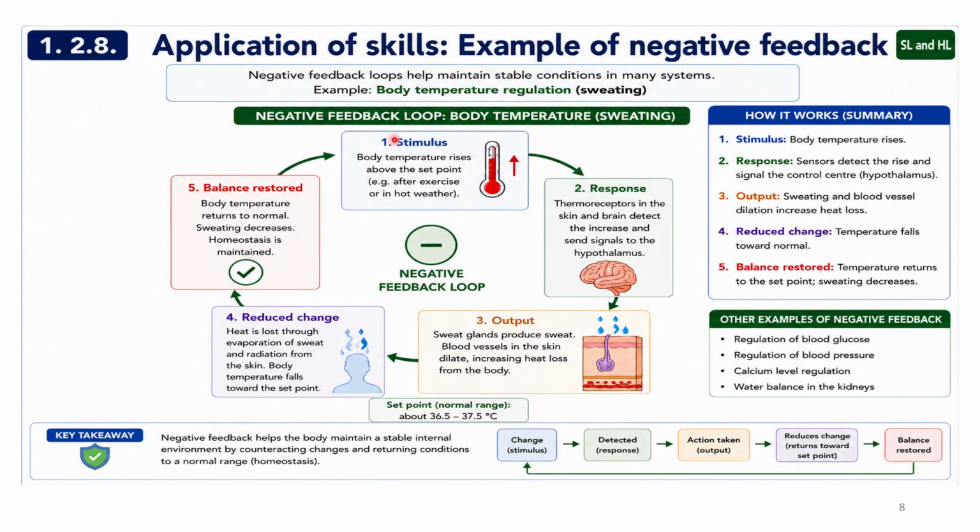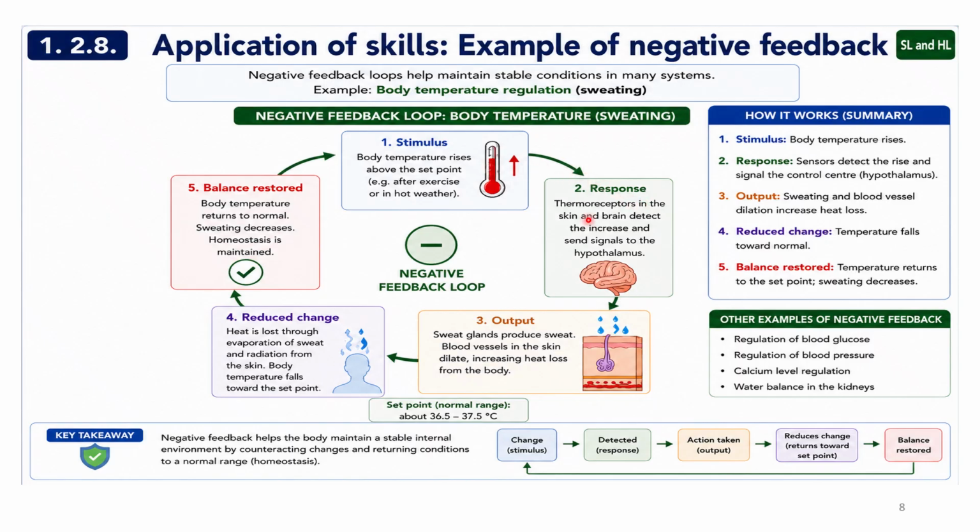Body temperature regulation is one of the best examples of a negative feedback mechanism maintaining homeostasis. The process begins when body temperature rises above its normal set point of approximately 36.5 to 37.5 degrees Celsius, such as after vigorous exercise or during hot weather.